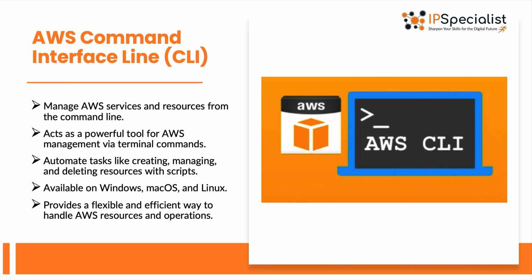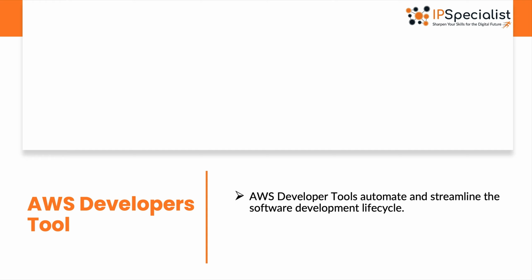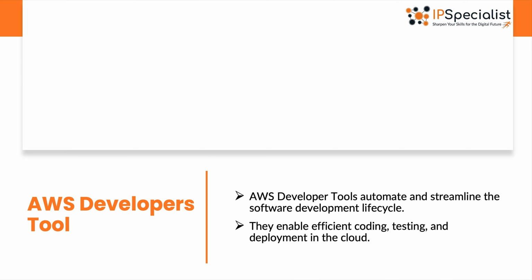Now let's move on to the AWS Developer Tools. The AWS Developer Tools provide a comprehensive suite of services designed to help developers and IT professionals in automating and streamlining the software development lifecycle. These tools facilitate smooth processes for coding, testing, and deploying applications in the cloud. Consider a scenario where a development team is working on a project. They require a secure location to store their code, an automated testing mechanism, and a reliable deployment system. AWS Developer Tools offer exactly that, providing all the necessary resources to efficiently manage the development process.